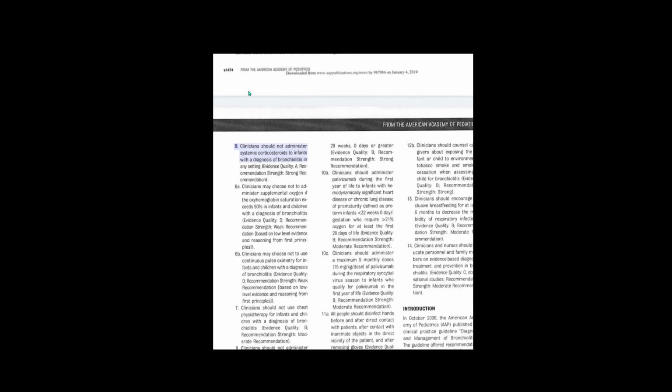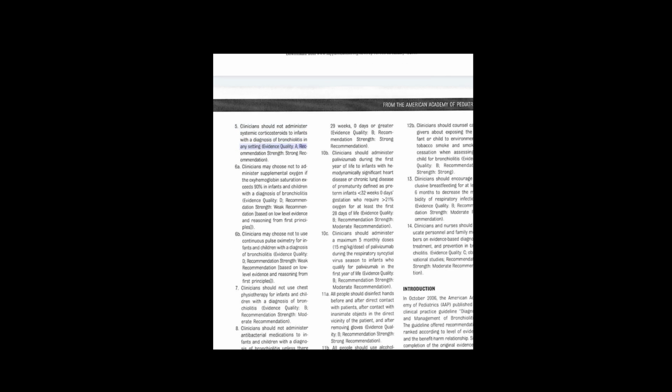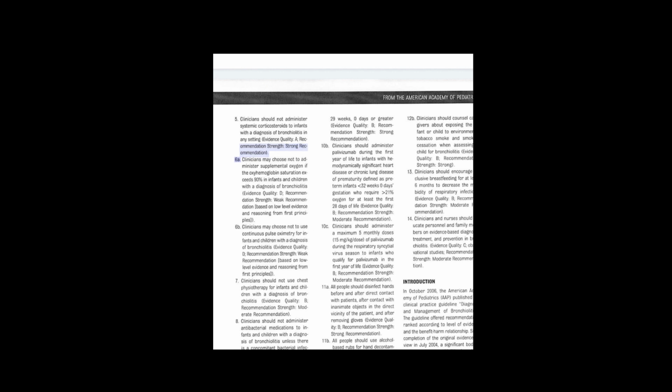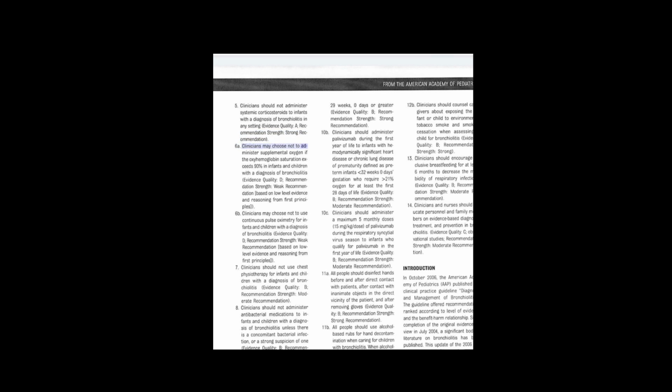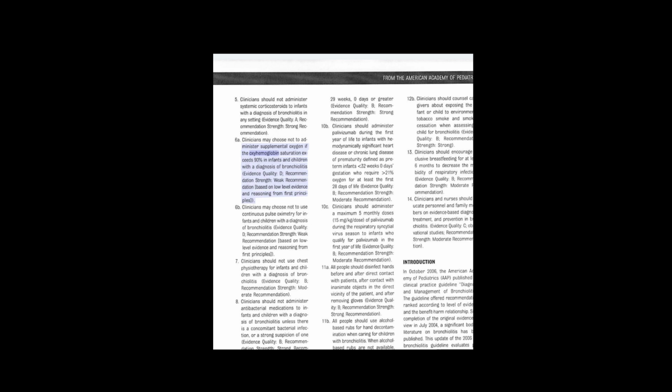5. Clinicians should not administer systemic corticosteroids to infants with a diagnosis of bronchiolitis in any setting. Evidence quality A. Recommendation strength, strong recommendation. 6a. Clinicians may choose not to administer supplemental oxygen if the oxyhemoglobin saturation exceeds 90% in infants and children with a diagnosis of bronchiolitis. 6b. Clinicians may choose not to use continuous pulse oximetry for infants and children with a diagnosis of bronchiolitis. Evidence quality D. Recommendation strength, weak recommendation based on low-level evidence and reasoning from first principles.